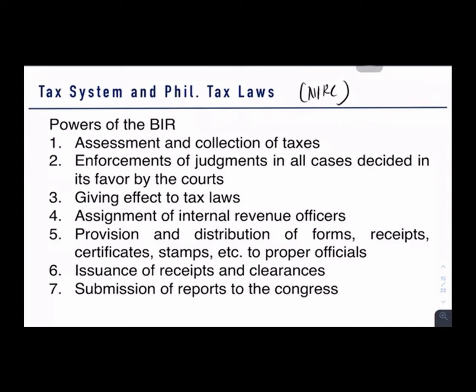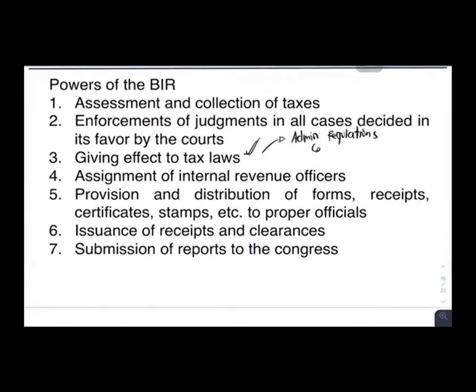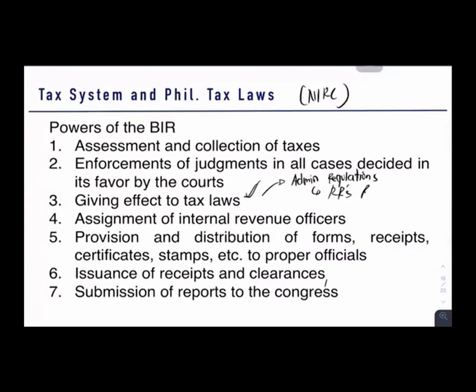Next, giving effect to tax laws. We also learned this already. So the BIR can give effect to your tax laws through your administrative regulations. These are your different RRs, RMOs, and RMCs. So they give effect to our tax law. This is also known as the quasi-legislative power of the BIR. Sir, why is it known as the quasi-legislative power of the BIR?